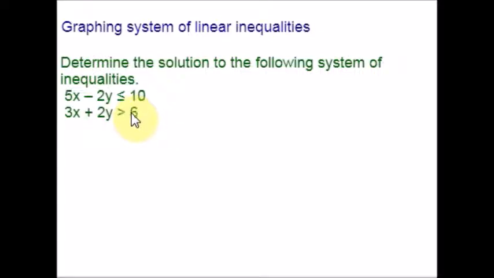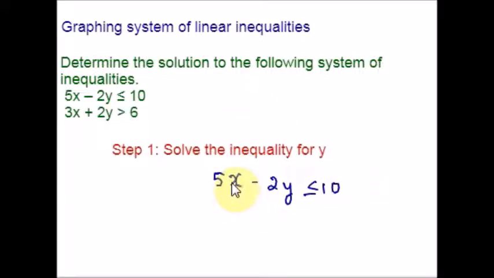Okay, let us follow step 1. Step 1 is to solve for y, or you have to isolate y on one side of the inequality and shift all the other terms to the other side of the inequality. Here is the first inequality. I'm just going to shift the x term to the right side by subtracting 5x from both sides of the inequality. I want to get rid of this negative 2, so I'm going to divide the entire inequality throughout by negative 2.